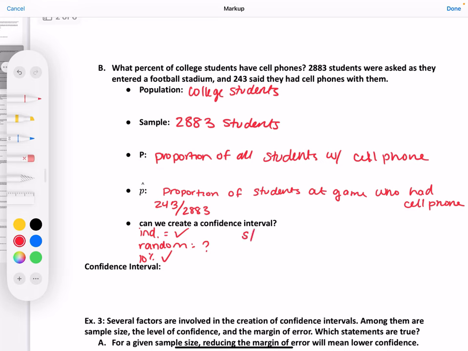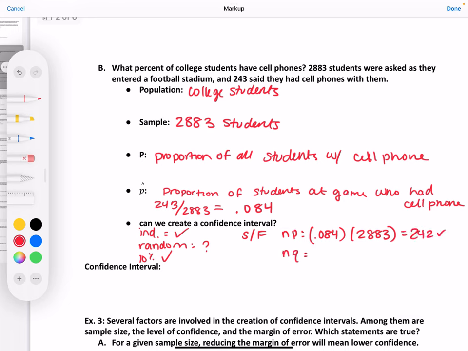And then success failure. np is, oh, we need to find this proportion. So 243 divided by 2,883 is 0.084. So we do 0.084 times 2,883, which is 242, so that one's good.